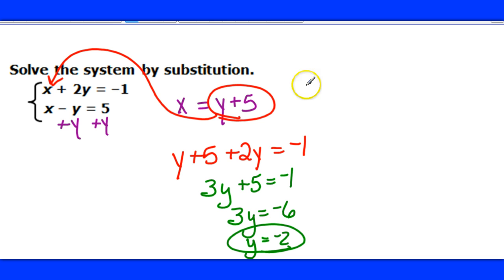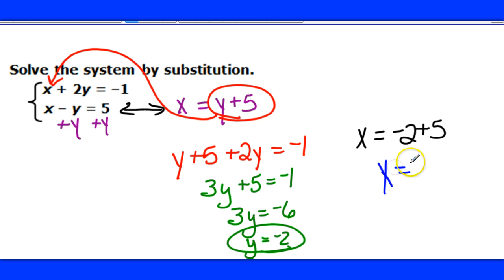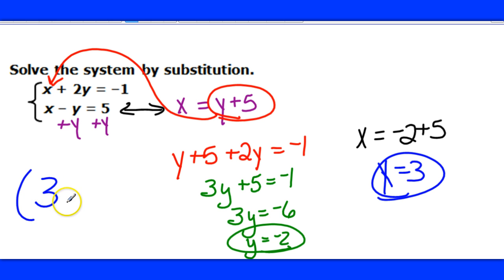Step 4, take this, substitute it back into the y. I can either put it in the y here, or I can use this one because these are the exact same equations. This one's just rearranged. So I'm going to put the -2 in here. So I'm going to get x is equal to -2 plus 5. And then the last step is to solve this, and I get x is equal to 3. So the solution to this system is 3, -2. If I were to graph those two lines, they would cross over each other at point 3, -2.